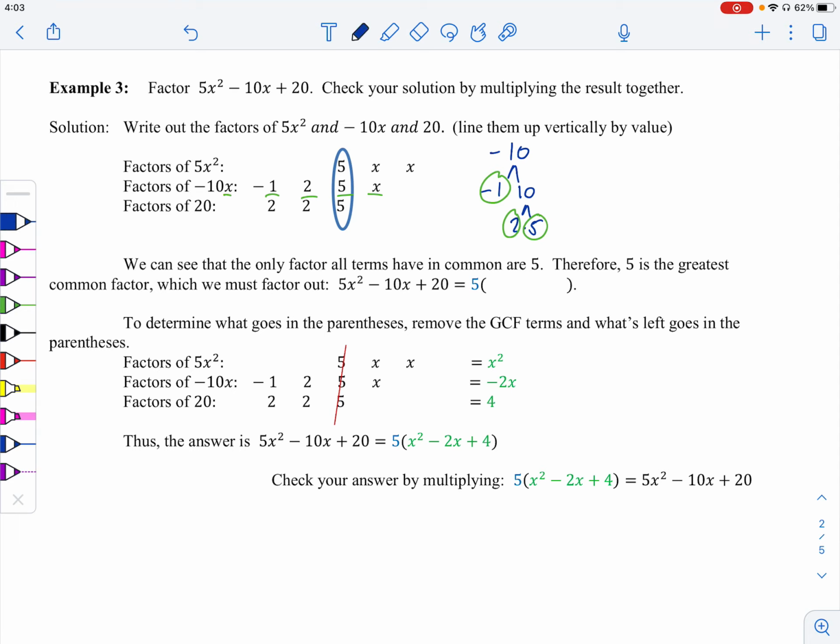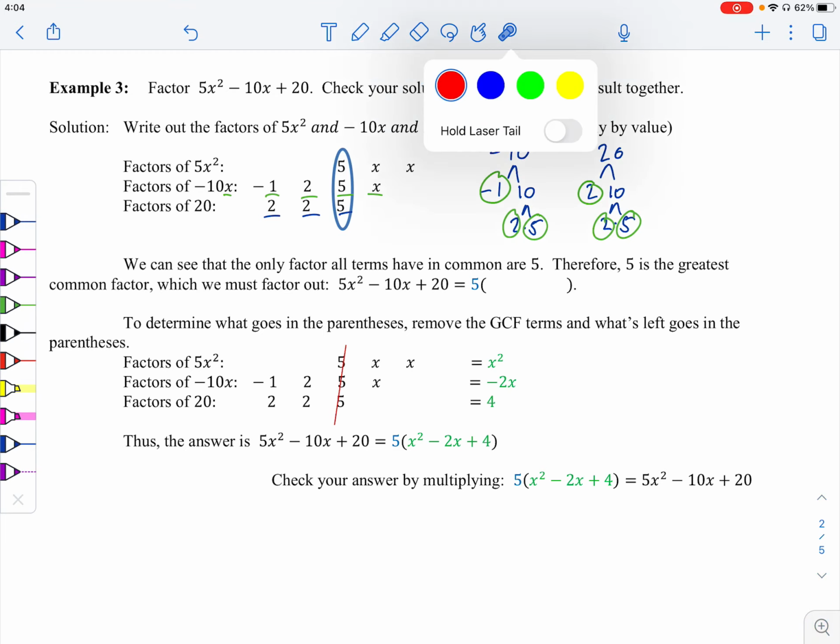Factors of 20, 2 and 10. And 10 is 2 times 5, right? So our factors are 2, 2, 5. That's how we got 2, 2, 5. Okay, and the only thing that's common is a 5. So that's our GCF. 5 is the greatest common factor, so that's why we put it in the front here.